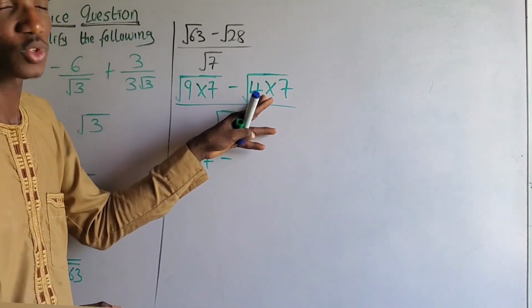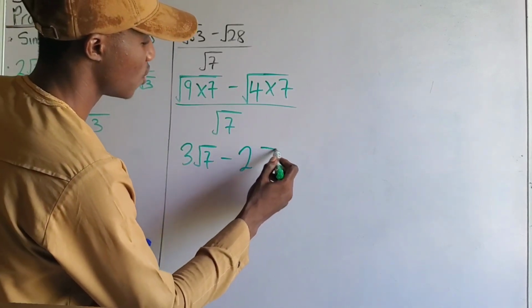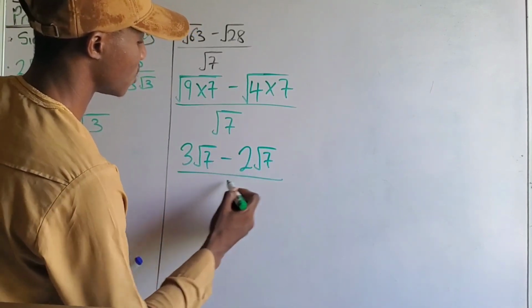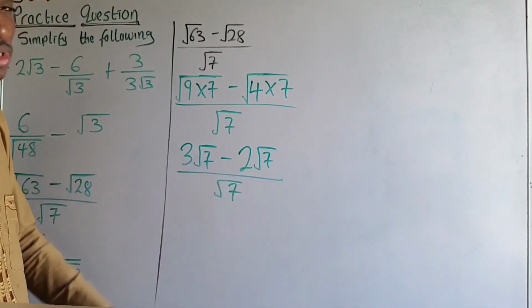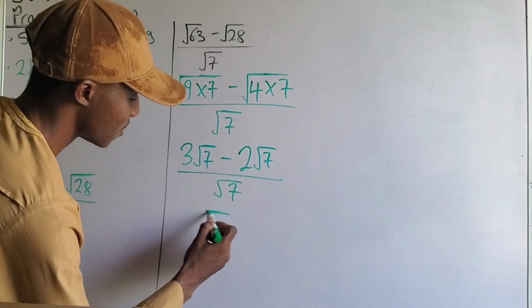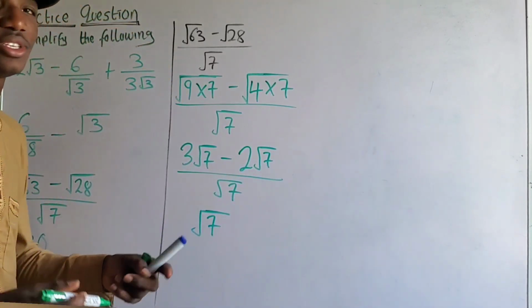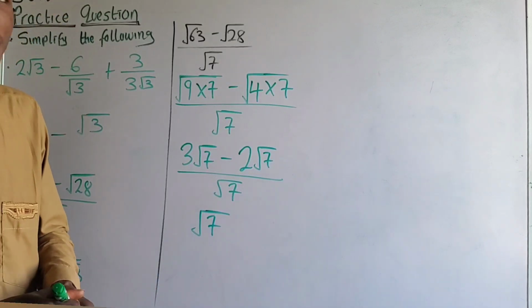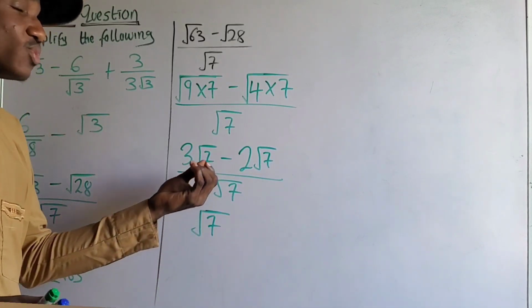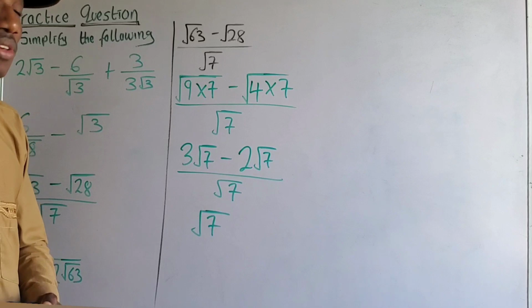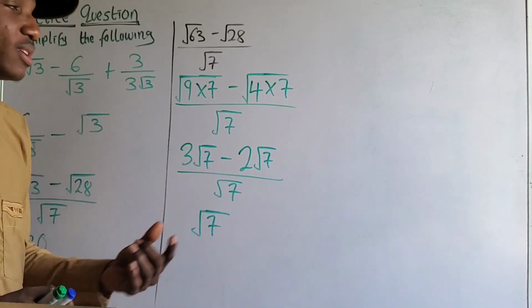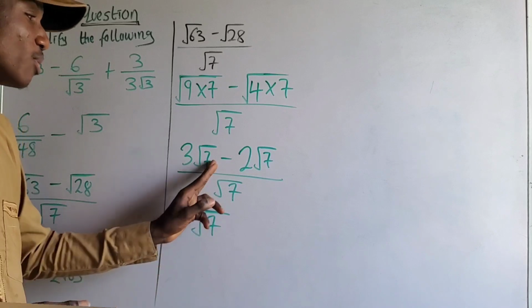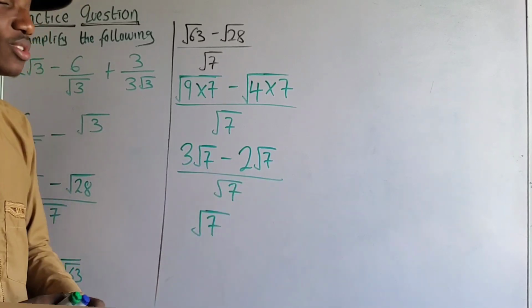Square root of 4 will give me 2. So I'm going to have to multiply 2 root 7 all over root 7. Okay, so 3 root 7 minus 2 root 7 will give me what? Root 7. You see, when you are taking the difference or addition of surds, you have to pay attention to the irrational part. Are you getting what I'm trying to say? The reason why we can take the difference of this is because they both have the same irrational part, which is root 7.